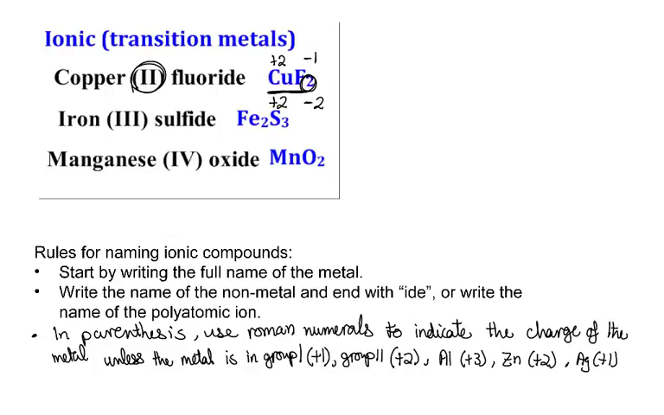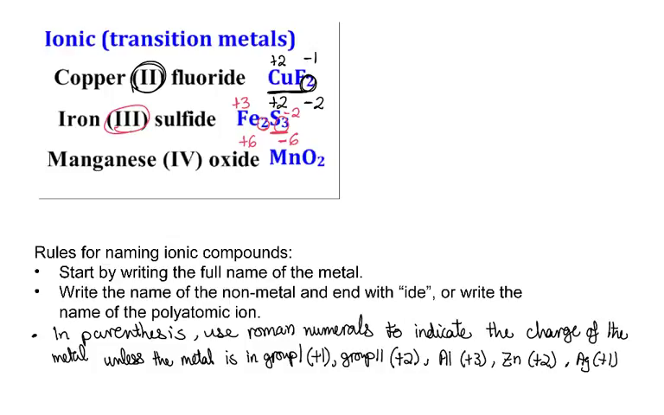Let's look at the next one. Sulfide. Each sulfide is a -2 charge. We have 3 of them, so that's a total negative charge of -6. In order for the compound to be neutral, that means the total positive charge has to be +6. 2 irons are +6, so each iron must be +3. So therefore we put a 3 there in the name.